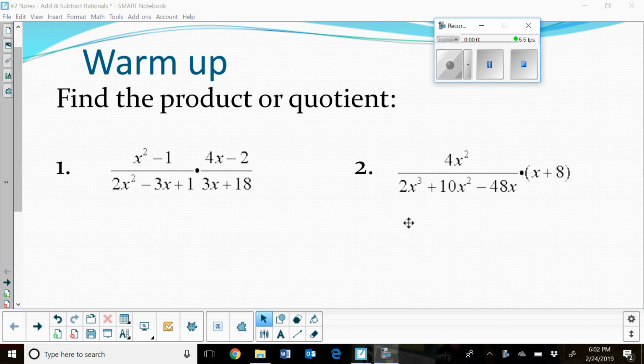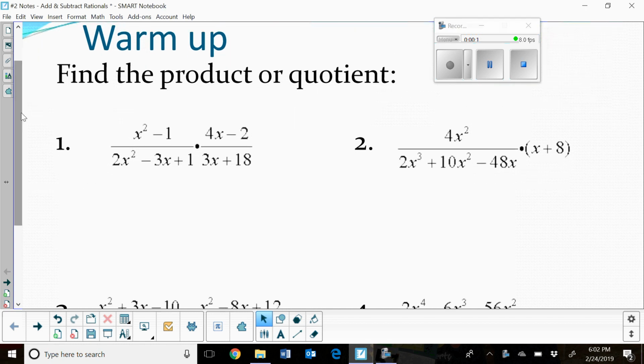Hey, Algebra 2 class. Today we are going to learn how to add and subtract rationals, but you should have a handout that has these warm-up problems on them. So let's go over them very quickly.